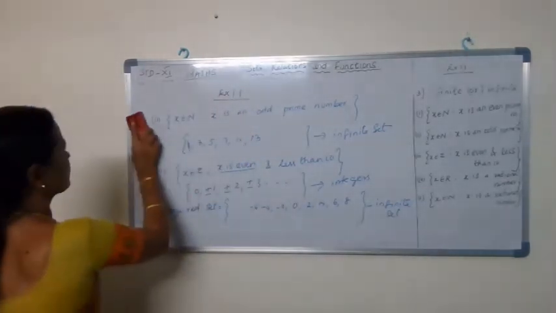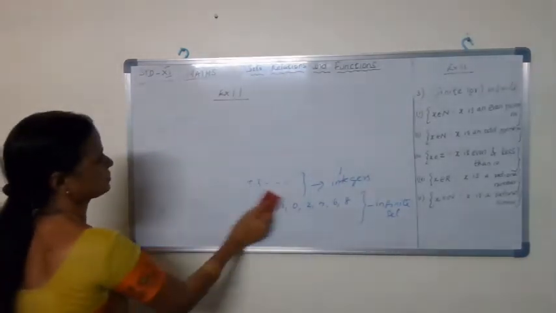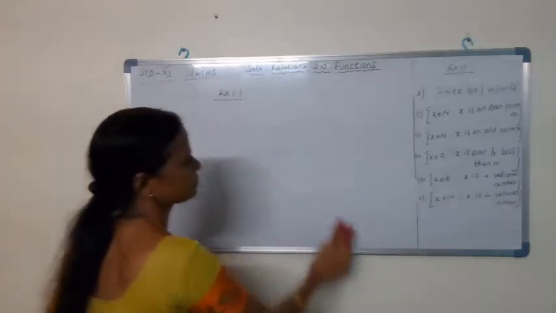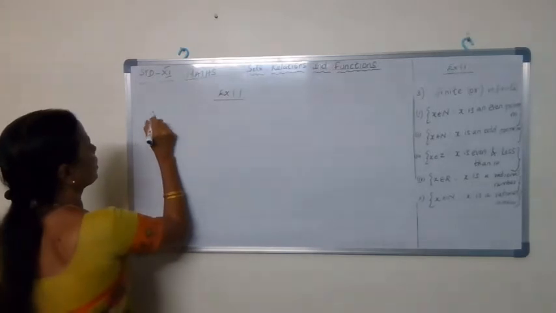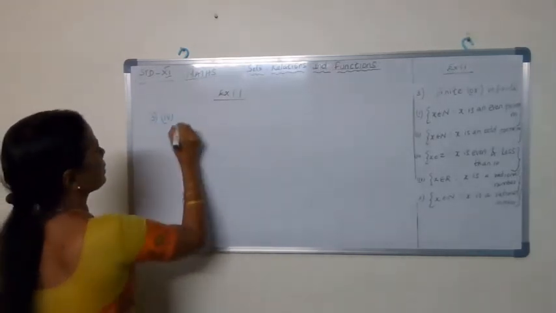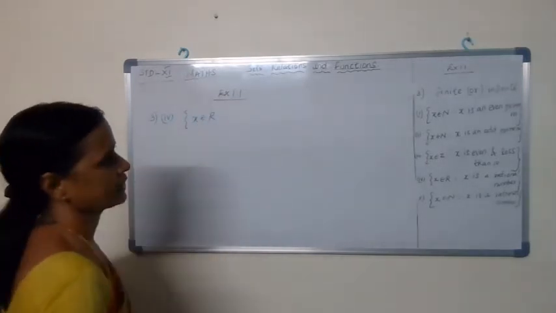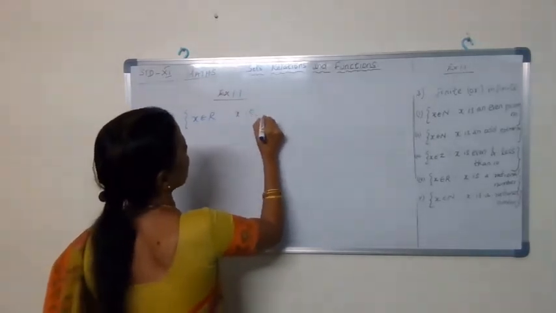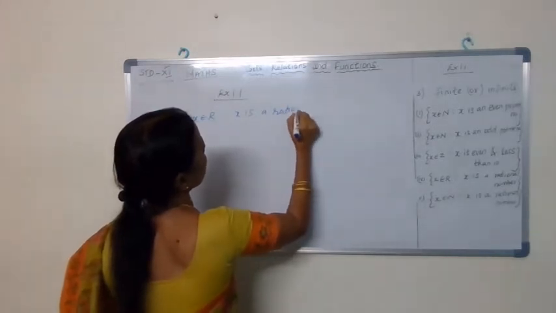Now the fourth division. X belongs to R, where R means real numbers, such that X is a rational number.